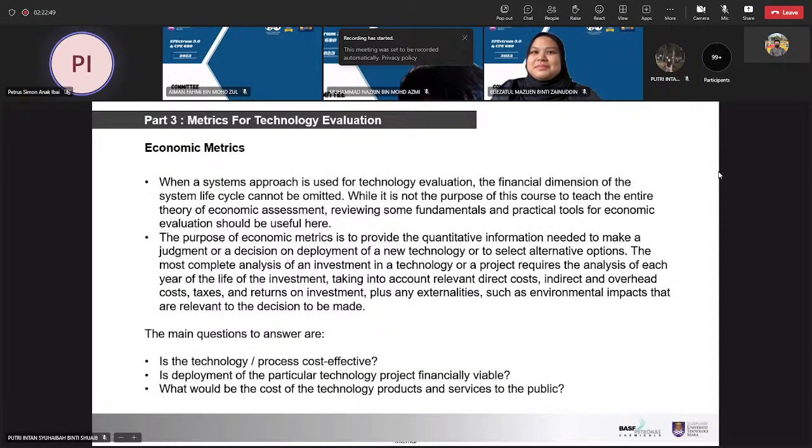So basically, the economic metrics, the main questions that we like to answer is whether the process or the technology is cost effective, whether the deployment of the project is financially viable, and what will be the cost of the products and the services to the public. All right. So to analyze the economic metrics, there are two methods. One of them is the cash flow analysis. All right. Next.